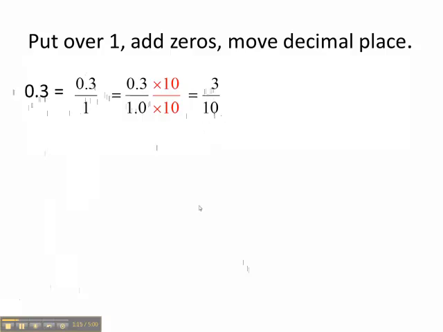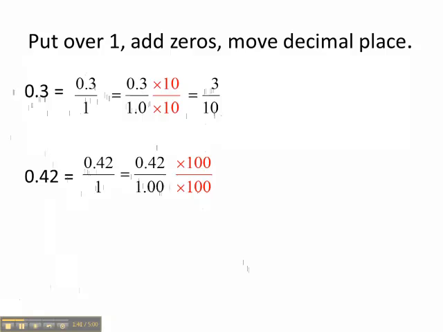Okay, let's do a second one. 0.42 is 0.42 divided by 1. I have 2 digits after the decimal place at 0.42, so I'm going to put 2 zeros. Now I need to move the decimal point 2 positions, and I get 42 over 100.